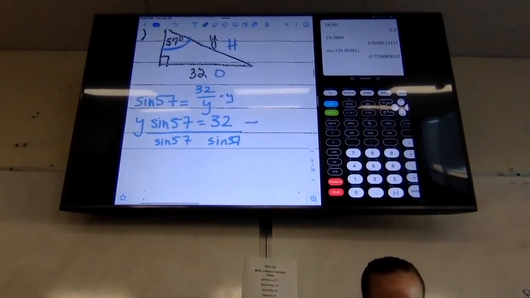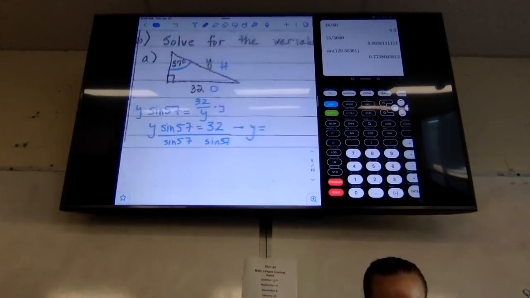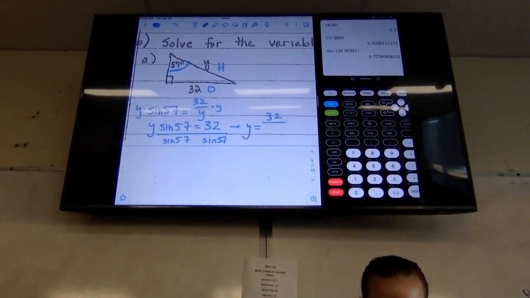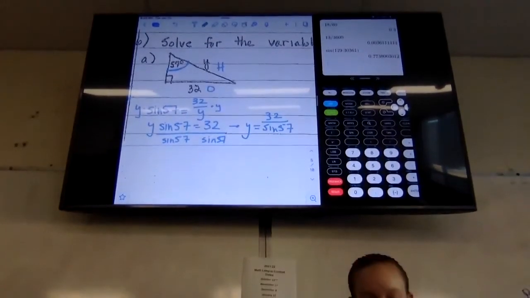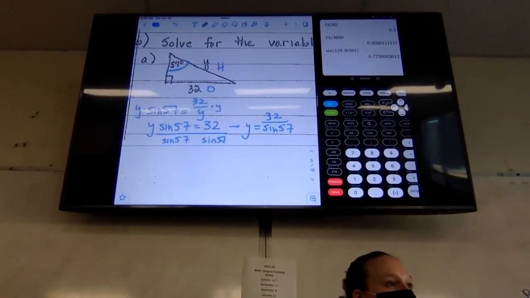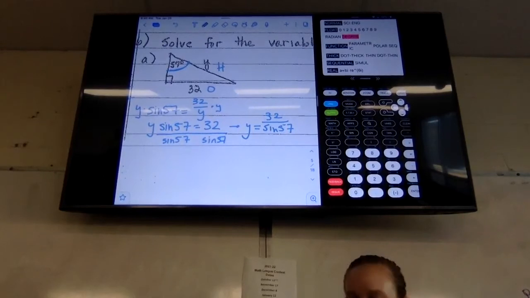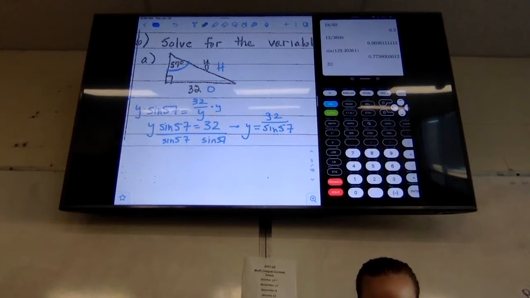And so what I'm putting in the calculator, what y is going to equal, is whatever 32 divided by sine of 57 is. I'm just going to physically type that in. I'm still in degrees. If you have put your calculator away and come back, make sure in your mode that you're in degree mode, because that's what I'm about to put in. So 32 divided by sine of 57, and my answer is 38.2.